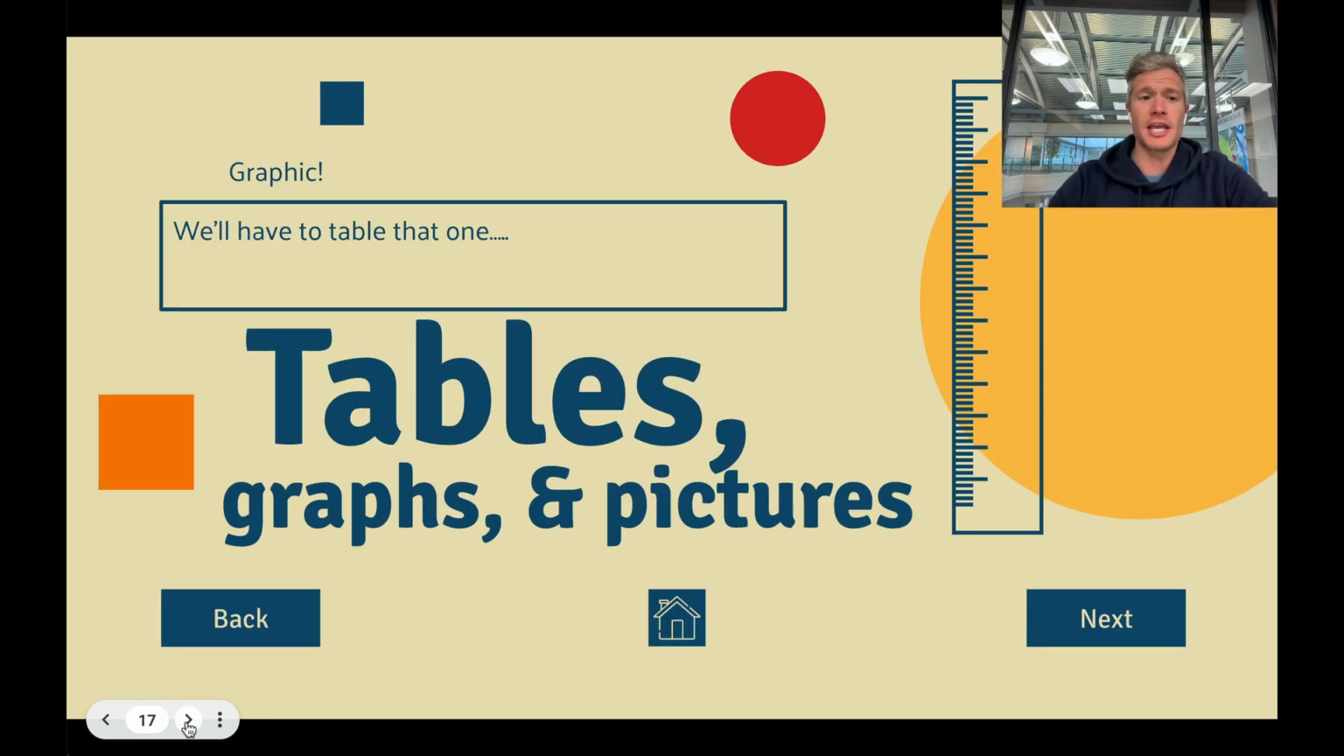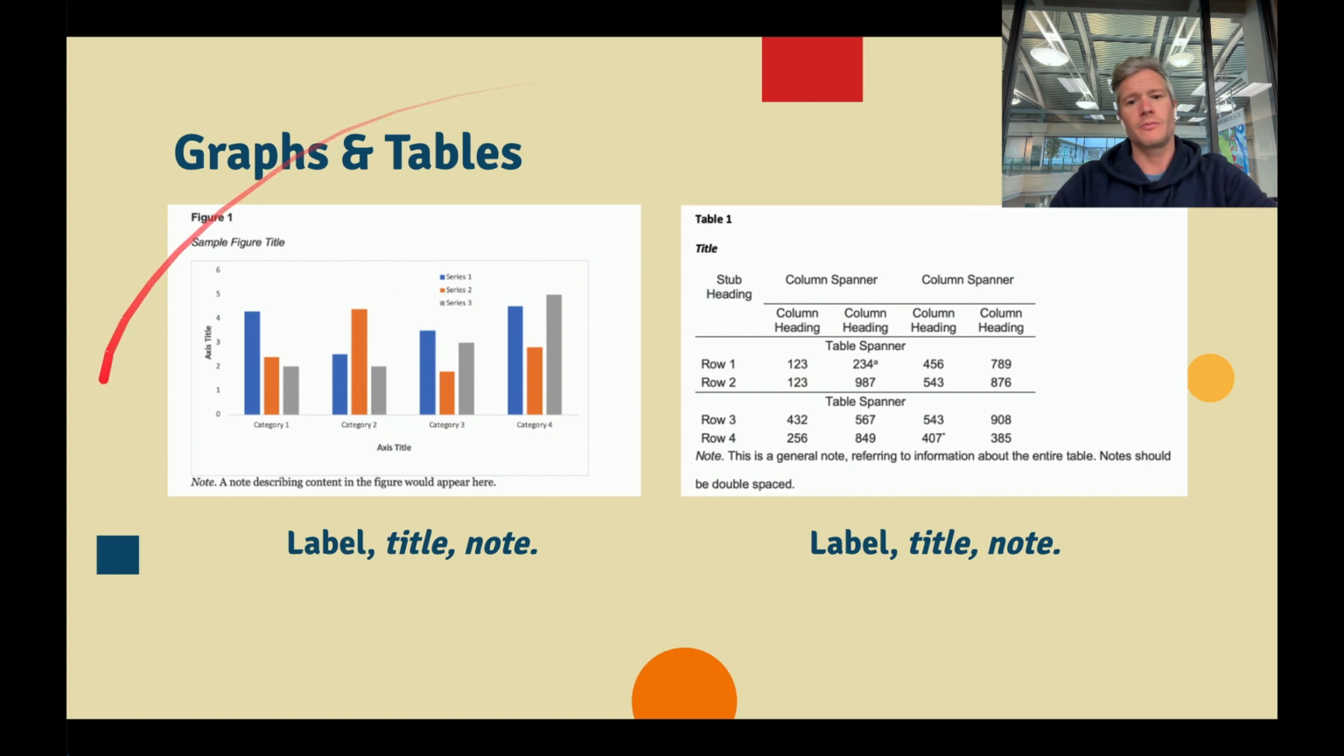Next up, we're going to look at tables, graphs, and pictures. So for that, here's the general format. You have your figure or table statement. You have the title of said figure or table. And this is sitting between your paragraphs, or, as I like to encourage, in your appendice. And then down here, you have a note.